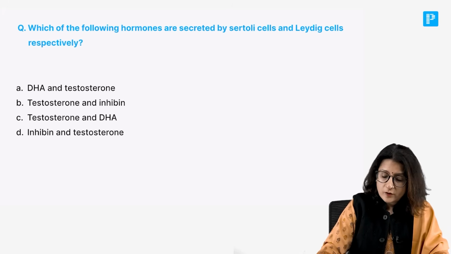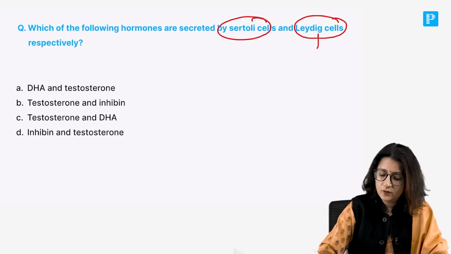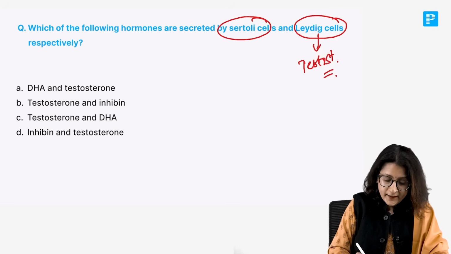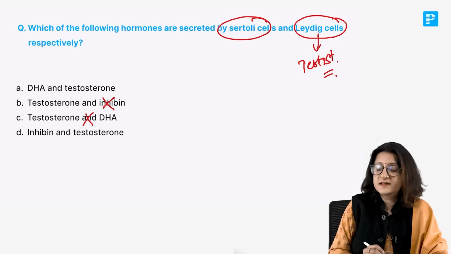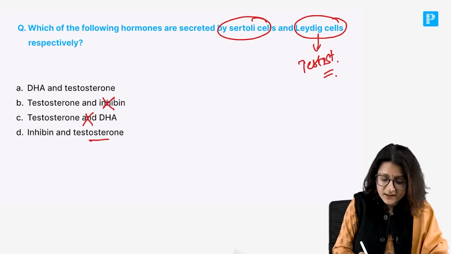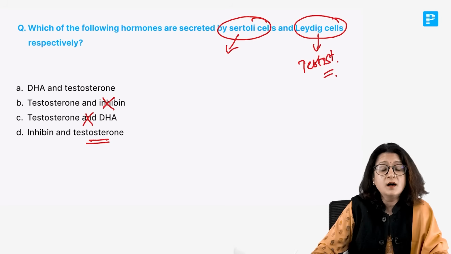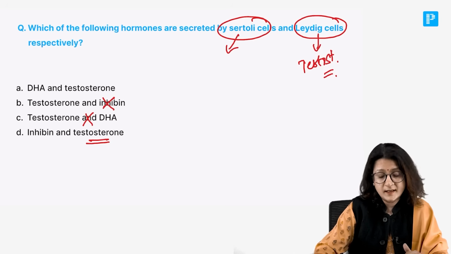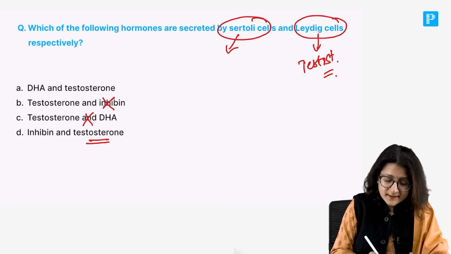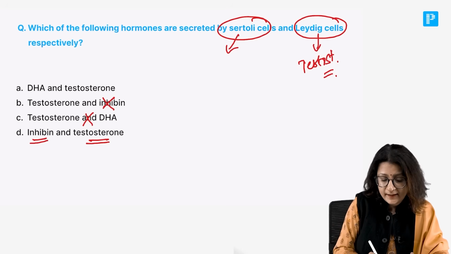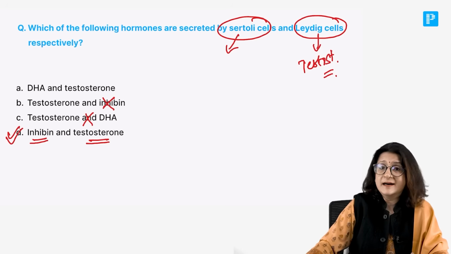Which of the following hormones are secreted by Sertoli cells and Leydig cells respectively? We know Leydig cells secrete testosterone, right? So it is not this, not this. Respectively, they are asking now. So it is testosterone, and Leydig cells are the counterpart of theca cells and Sertoli cells are the counterpart of granulosa cells, right? So Sertoli cells also in the male secrete inhibin. So the answer is option D.